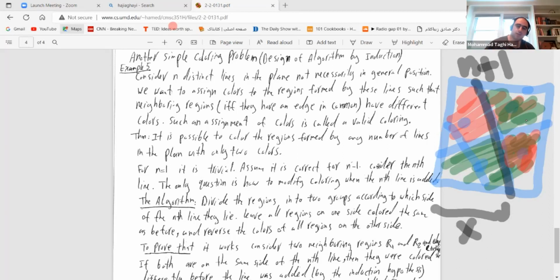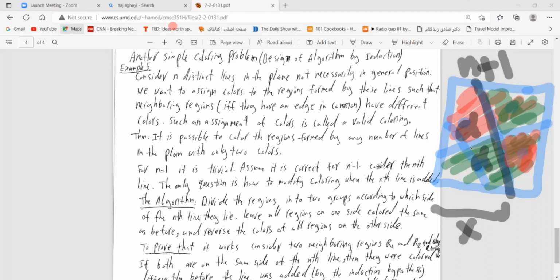Okay, we need to consider 2 cases. So we need to say that no 2 neighboring regions have the same color. If these 2 neighboring guys are here and here, then by induction hypothesis, they had a different color, correct? And we didn't change the colors here. Is it clear? So is it clear? Please unmute and answer. Yeah. So for this part that we didn't change anything, everything was fine.